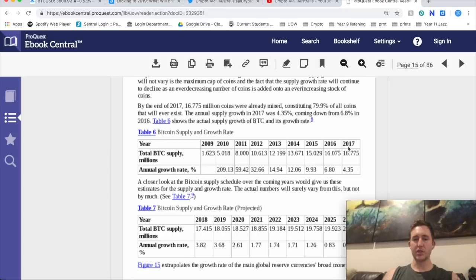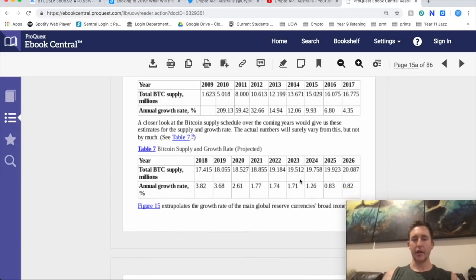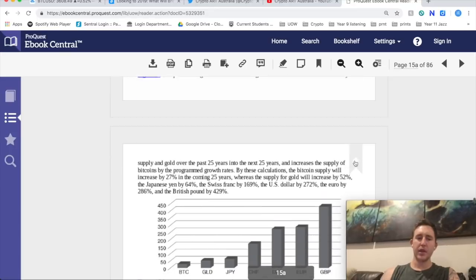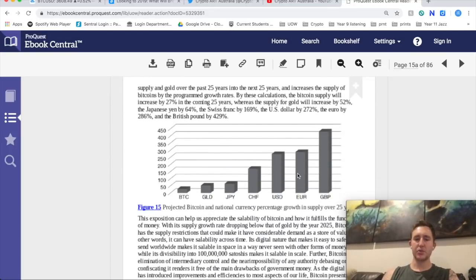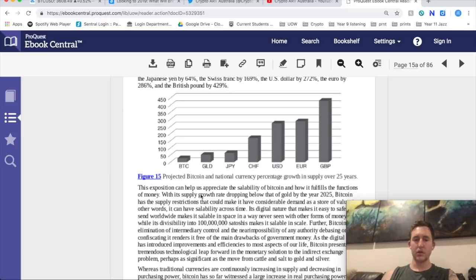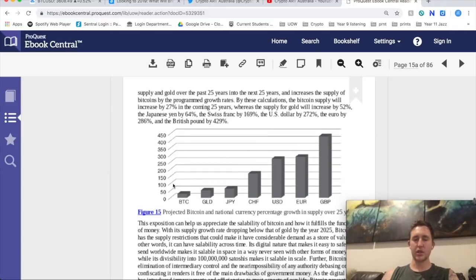And in 2017, we see that there are 16.775 million total Bitcoin supply, and in the future, we can get up to around 20 million Bitcoin supply by 2026. That's our projected total. So as you can see, this is quite an interesting table as well.